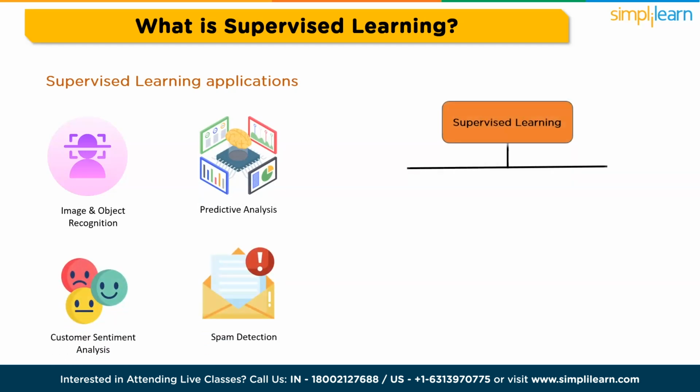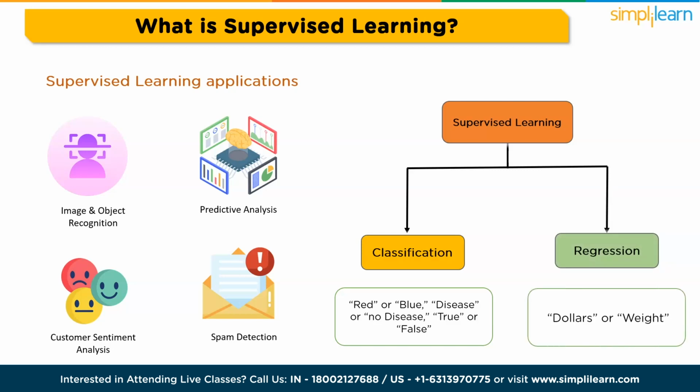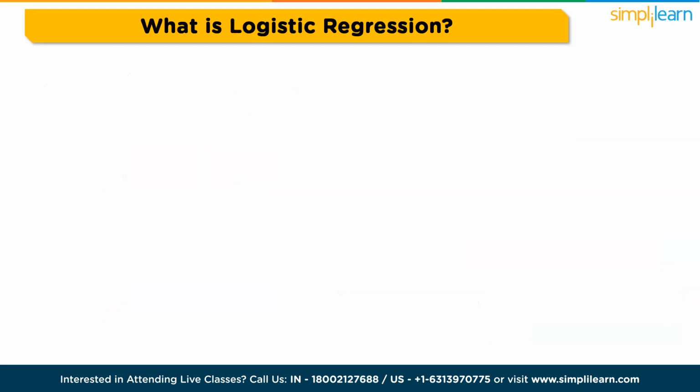Supervised learning problems can be further classified into regression and classification problems. In a classification problem, the output variable is a category such as red or blue, disease or no disease, true or false, and many others. In a regression problem, the output variable is a real continuous value such as dollars or weight. So now let's move forward and have a look at what logistic regression is.